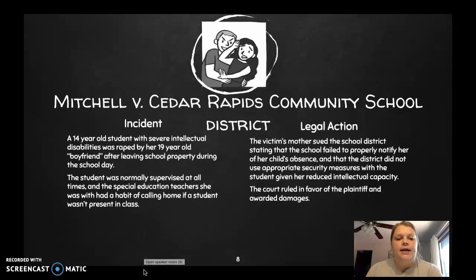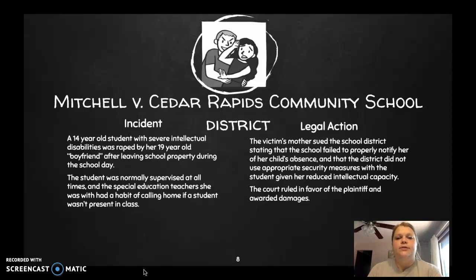In this case, the unidentified student was 14 years old and had an IQ of 67. She had a paraprofessional with her at all times due to her low IQ, and she was considered unable to make appropriate decisions for herself. At this time, the student decided to leave school early with a friend and was raped while out of school by her 19-year-old boyfriend, who was also a student at the school. He also had significant developmental delays.